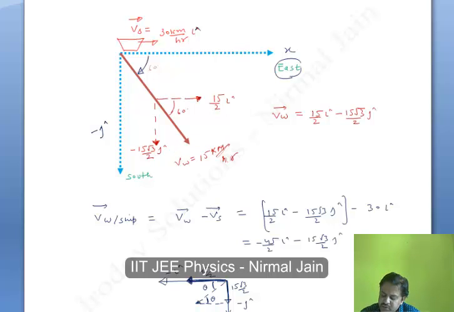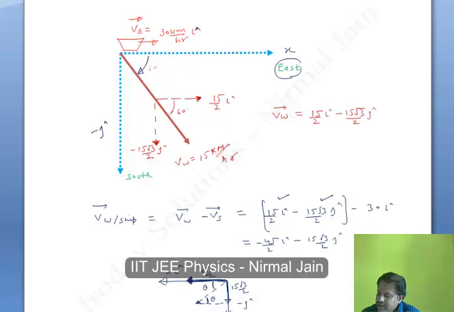So the velocity of wind with respect to ship can be written as velocity of wind vector minus velocity of ship vector. The velocity of wind vector I have found as 15 by 2 i cap minus 15 root 3 by 2 j cap, minus 30 i cap. On solving this, I get 15 by 2, I wrote it as 60 by 2. 15 by 2 minus 60 by 2 becomes minus 45 by 2, and this 15 root 3 by 2 minus j cap came as it is.